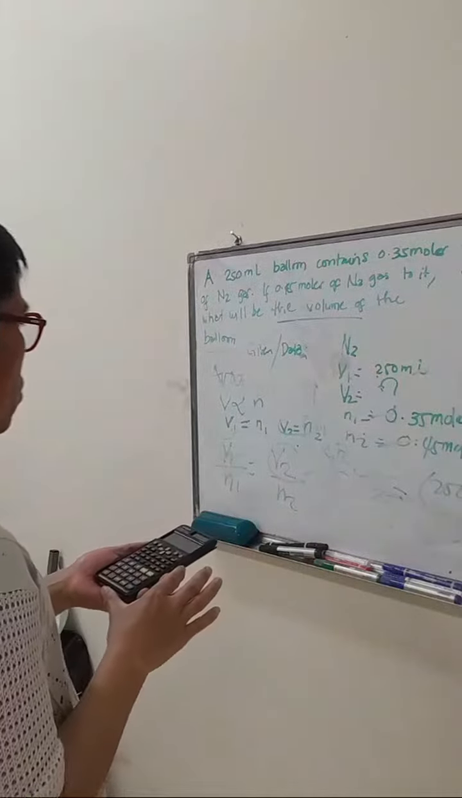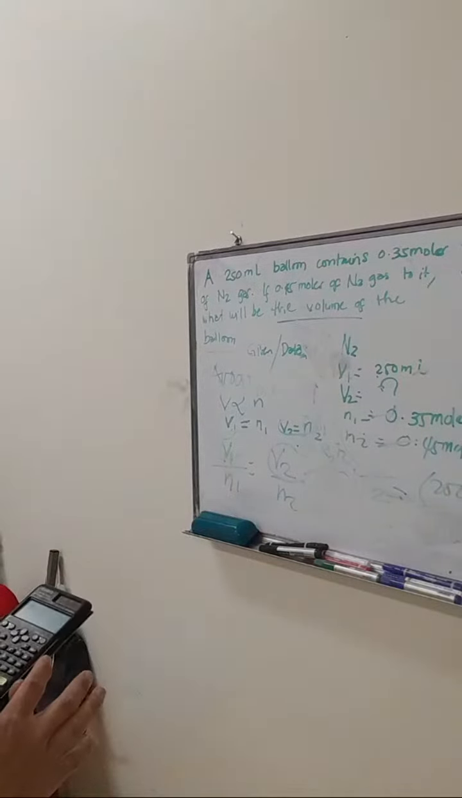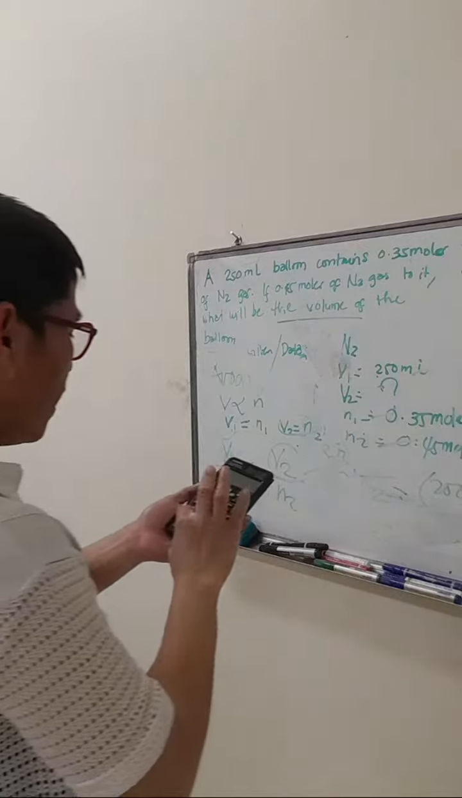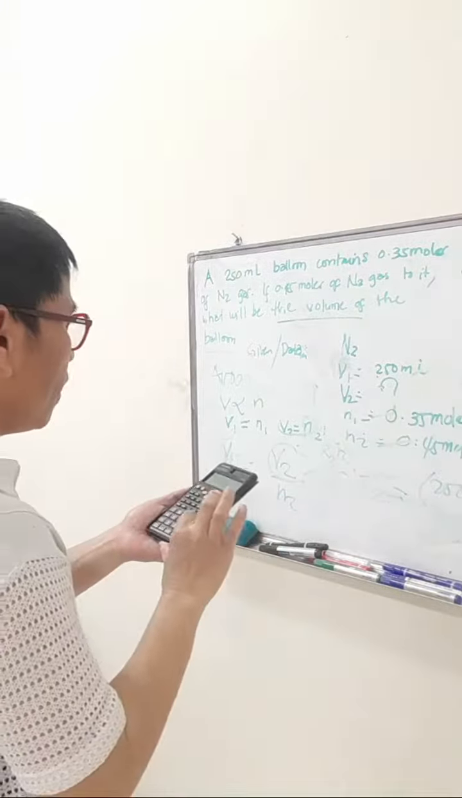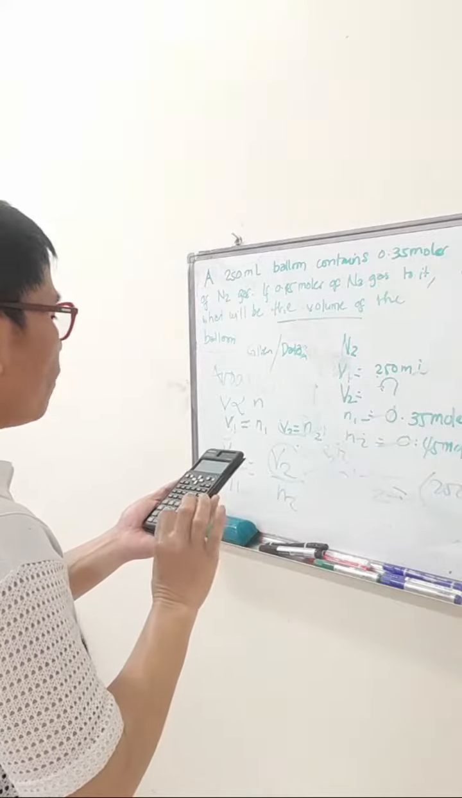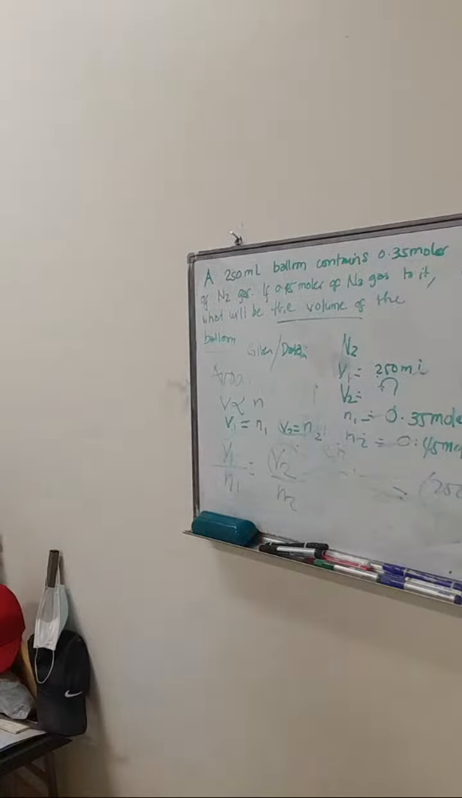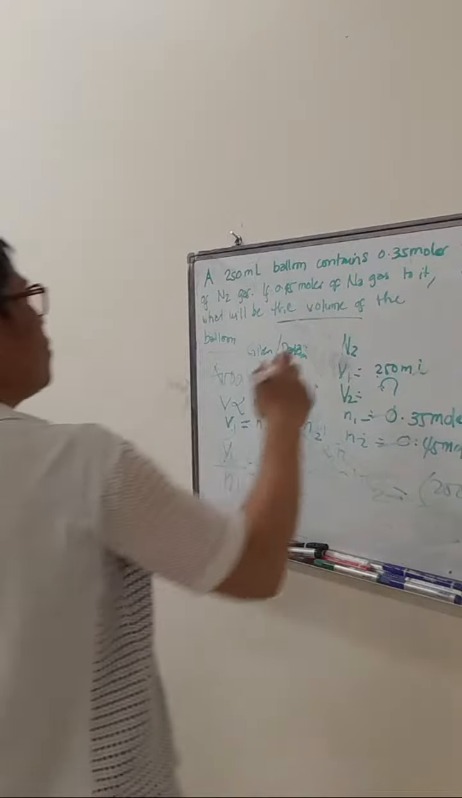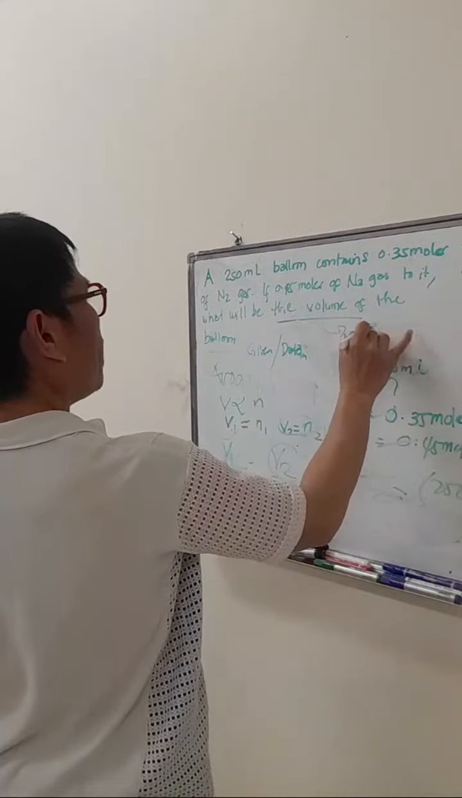So 250 times 0.45, divided by 0.35. Our V2 is 321 mL.